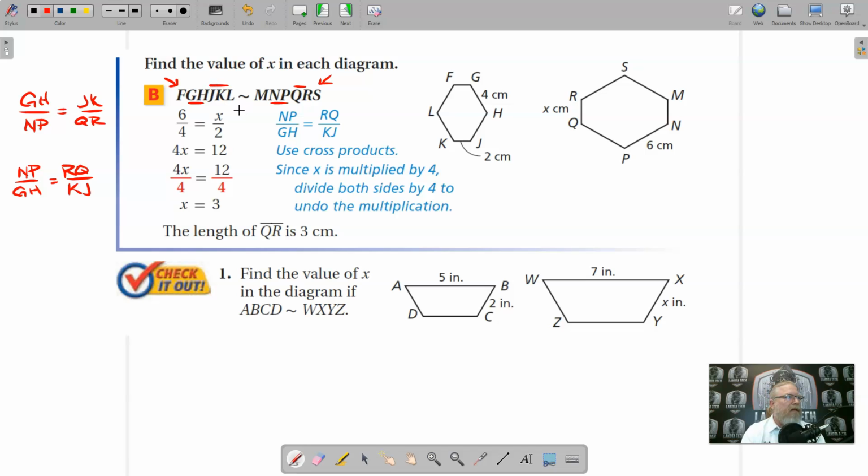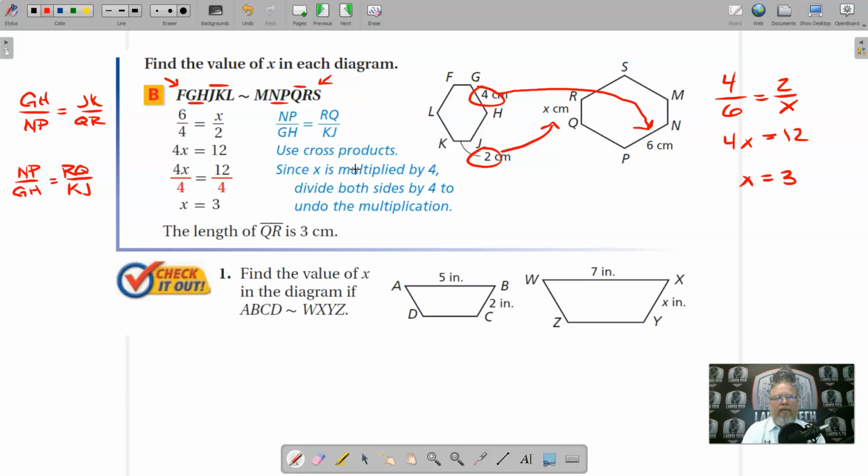But notice that I said GH, I said 4 is to NP. I'm saying 4 is to 6 as 2 is to X. And I would end up with 4X equals 12, divide both sides by 4, X equals 3.